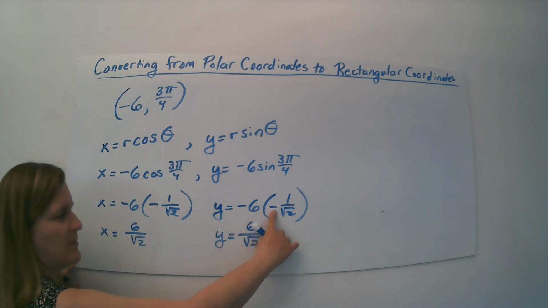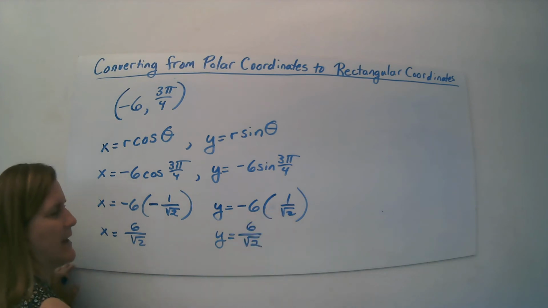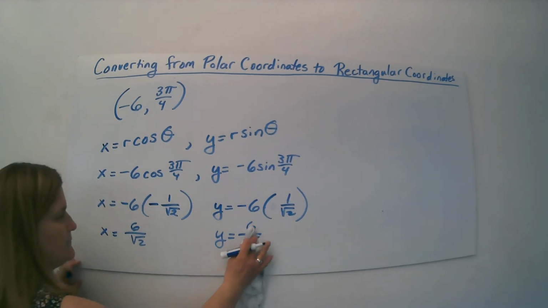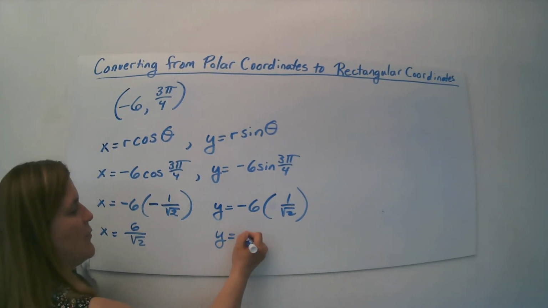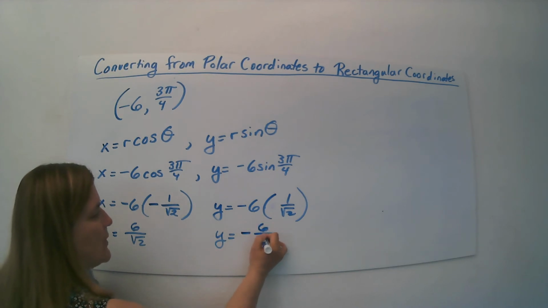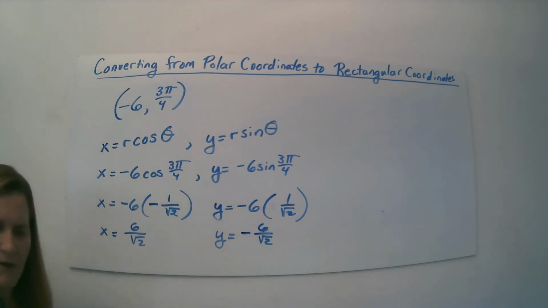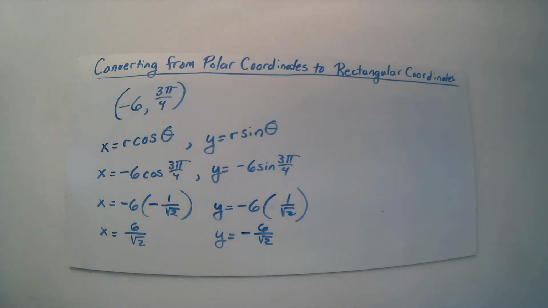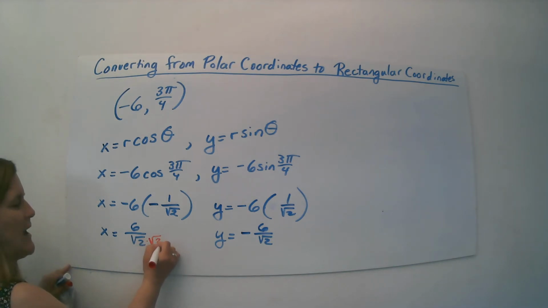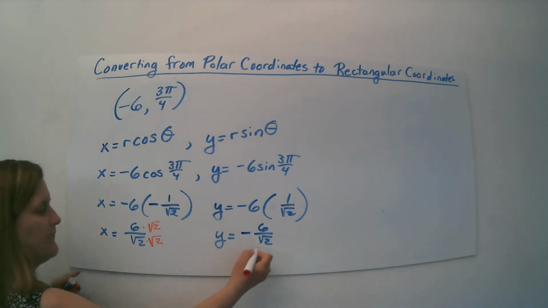I said positive, but I wrote negative. Let's fix that. So we have negative 6 over square root of 2. And often I don't care whether the denominators are rationalized, but with a square root of 2 in the denominator and an even number in the numerator, this isn't particularly nice. Let's rationalize the denominator.